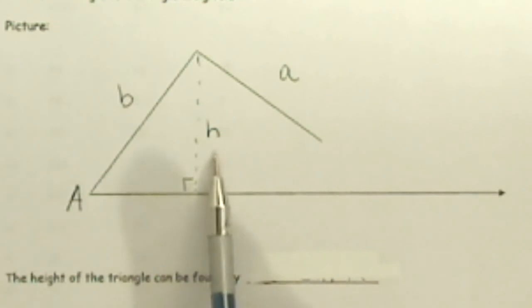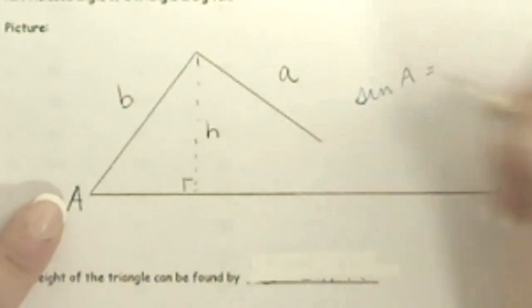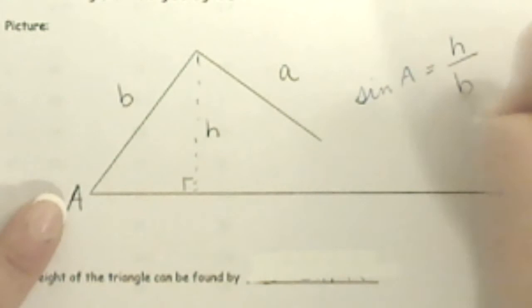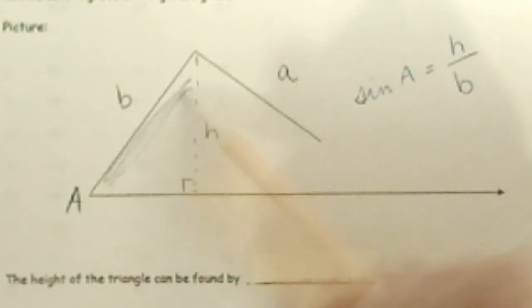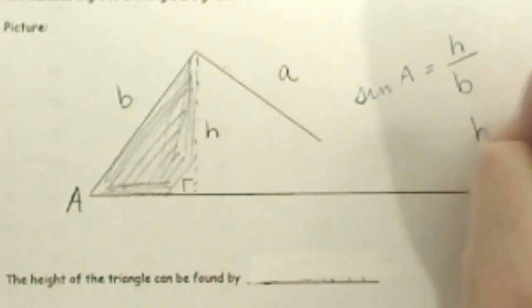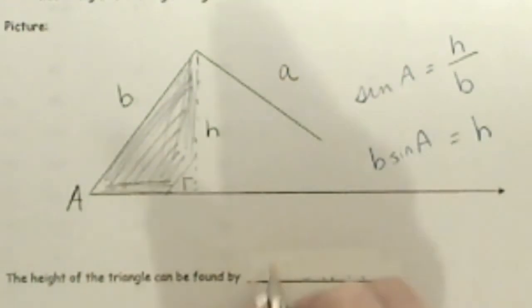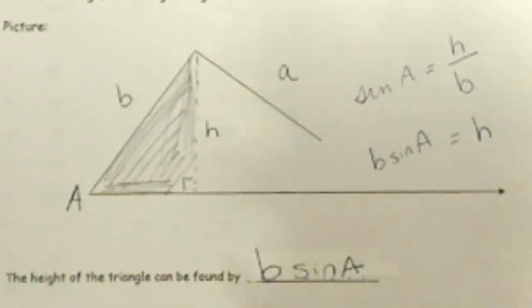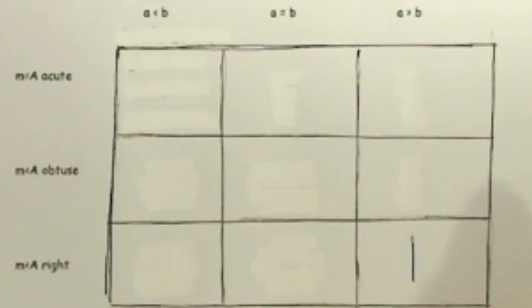If the height is what A is, then A is here and we have a right triangle. So the sine of A is equal to the opposite H over the hypotenuse B in that right triangle created by the altitude. We are, of course, referring to this triangle right here. Okay. Which means that the height, by cross-multiplying this proportion, is B sine of A. So the height of the triangle can be found by B sine A.